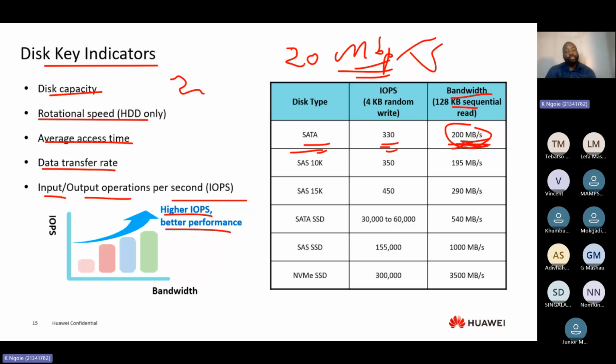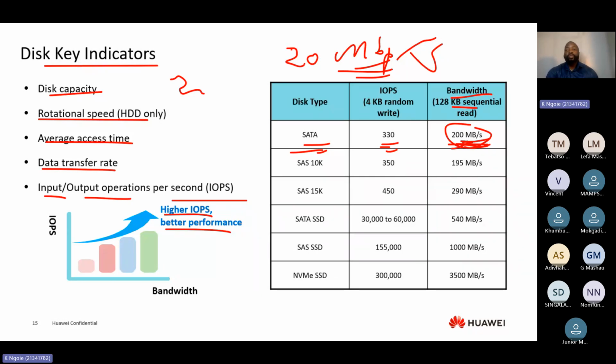All right, so just understand the most important things to check when you're choosing the right disk: the capacity, how much memory the disk has. You have the rotational speed, measured in RPM, revolutions per minute. And then you have the average access time, and then the data transfer rate. And the last one, you have the IOPS.